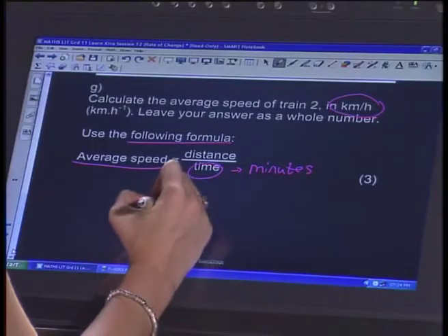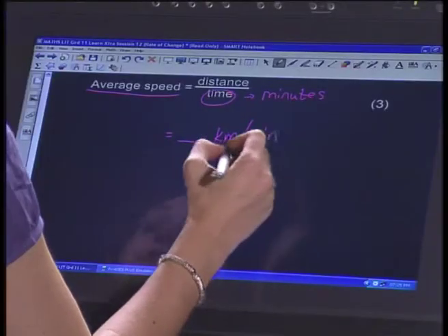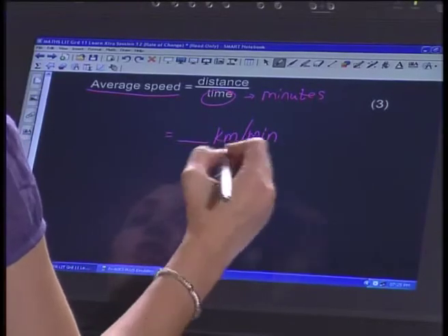So we're going to have to fiddle our answer a bit, because if we just give a distance divided by time in minutes, you'll get your answer with the unit of kilometers per minute. Now, you aren't going to get your full marks if you give me an answer in kilometers per minute, because the question asked for kilometers per hour. Do you remember how to convert from kilometers per minute to kilometers per hour?